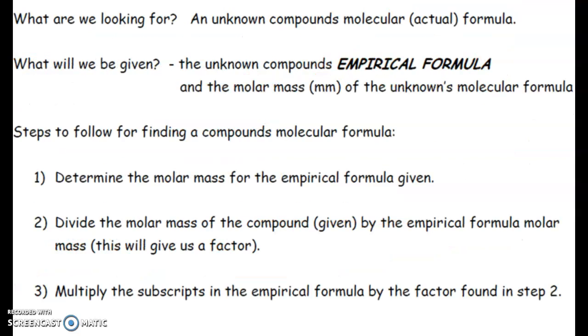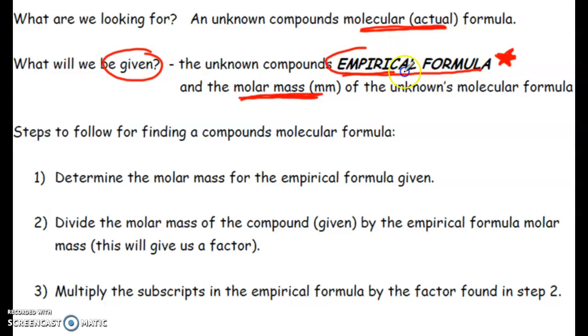So let's go through what we're doing. What are we looking for? We're trying to look for the molecular, or actual, or real formula. What will we be given? First of all, you have to have the empirical formula and the molar mass of the unknown. Now, you may not be given the empirical formula, but you have to be given enough information that you can solve for this. Remember, we just learned in the last lesson how to figure out the empirical formula. So you may have to actually do this step first and then figure out the molecular formula. But no matter what, you have to be given the molar mass.